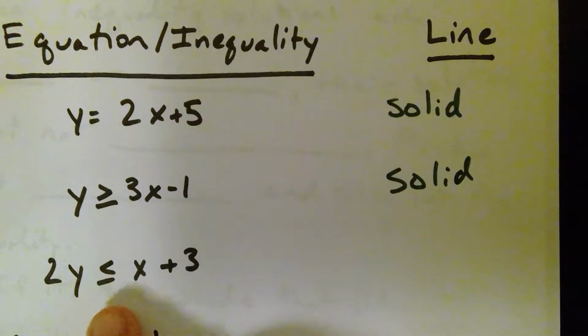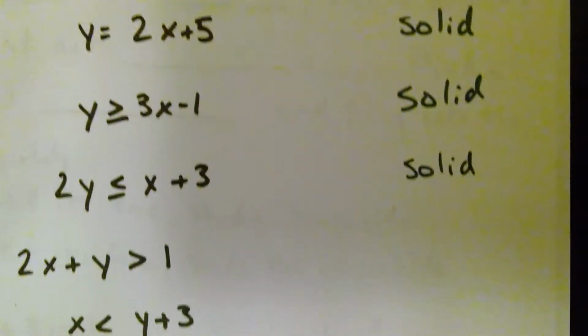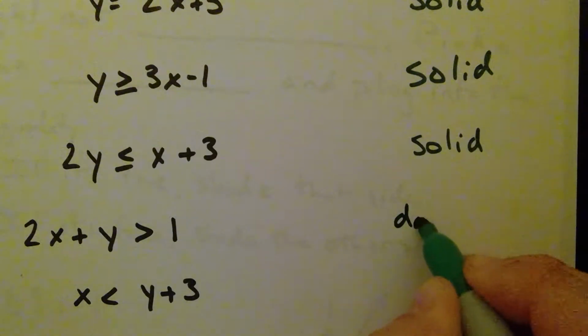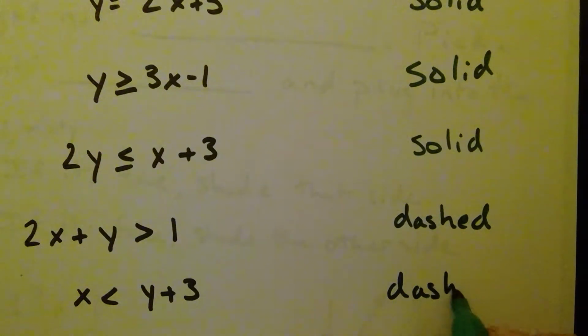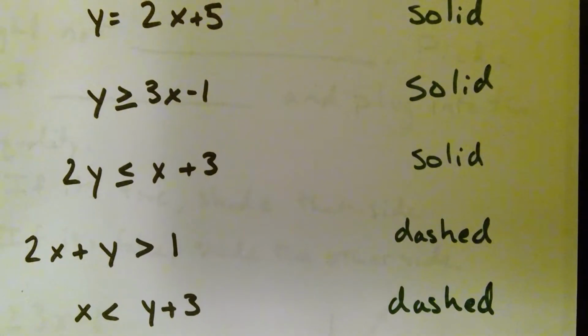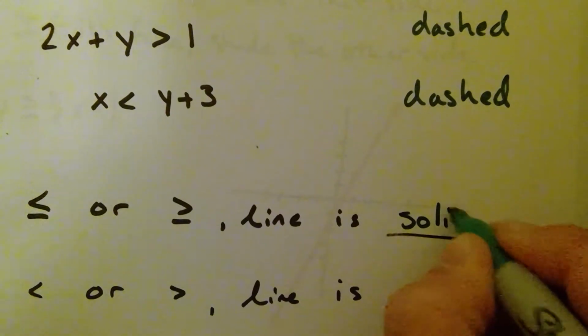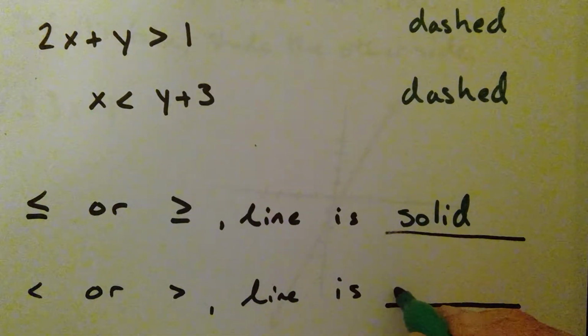2y is less than or equal to x plus 3. That is a solid line. Now we have 2x plus y is greater than 1. That is a dashed line. x is less than or equal to y plus 3. That is a dashed line too. If we can see a pattern here, when we have an equality component, the line is going to be solid. When we have no equalities, just less than or greater than, the line is dashed.